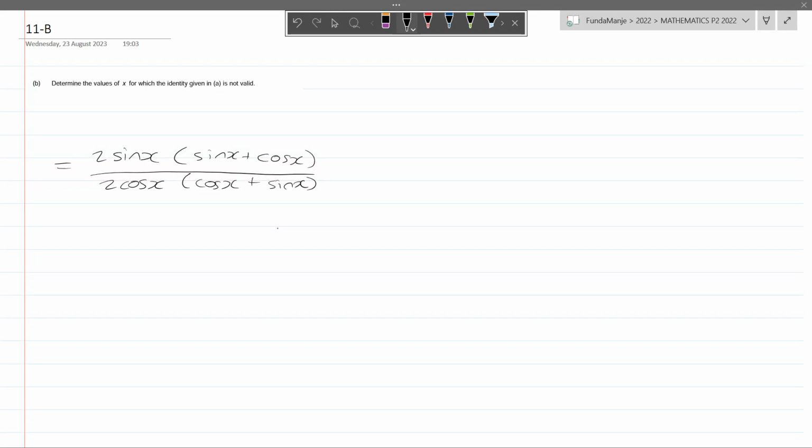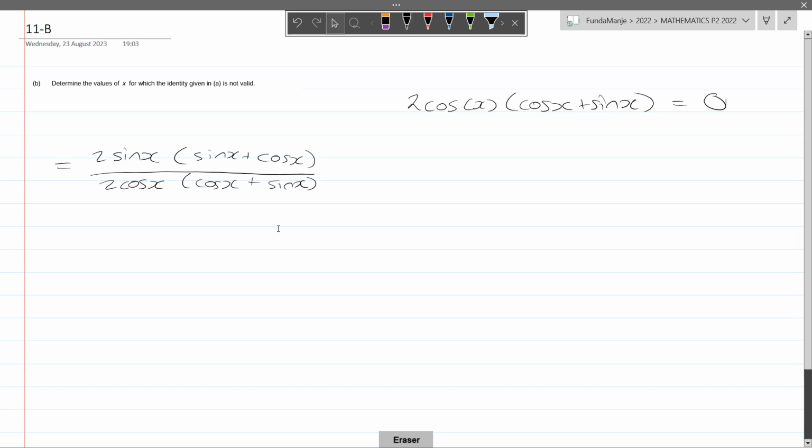So B says determine the values of x for which the identity given in A is not valid. So I took it at the point just before we got our answer, and we had this in our denominator, 2 cos x and cos x plus sine x equal to 0. Well, not equal to 0, but if we want to find the values of x for which this identity is not valid, then we need to look for the places where our denominator is equal to 0, because we know that a fraction is undefined when the denominator is equal to 0.